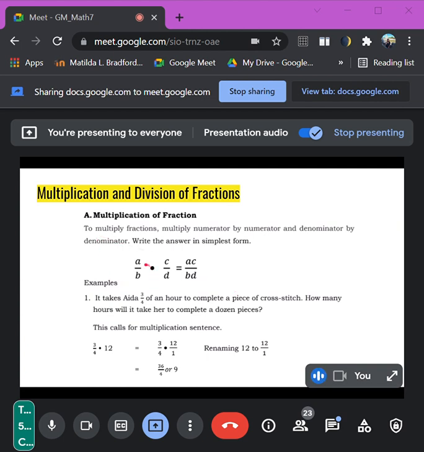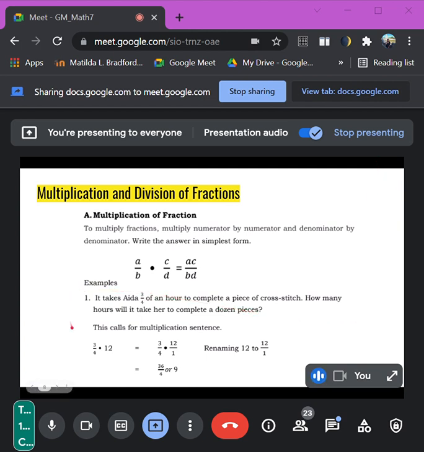So you have there a over b times c over d is equal to a times c over b times d. Okay? Whether similar or dissimilar fractions, multiply numerator, numerator, denominator, denominator. Okay? Remember that, class.